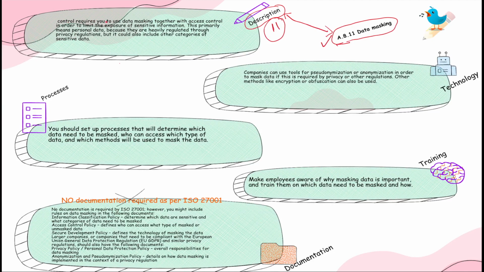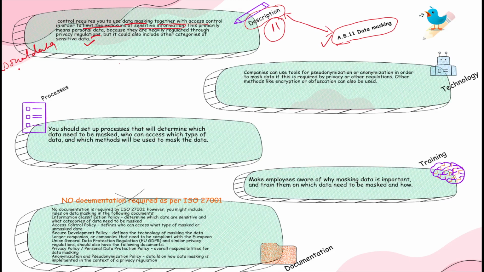At a high level, this control requires you to use data masking together with access control in order to limit the exposure of sensitive information. It further says this primarily means personal data, because it is heavily regulated through privacy regulation, but it could also include other categories of sensitive data. So primarily, it is for personal data.